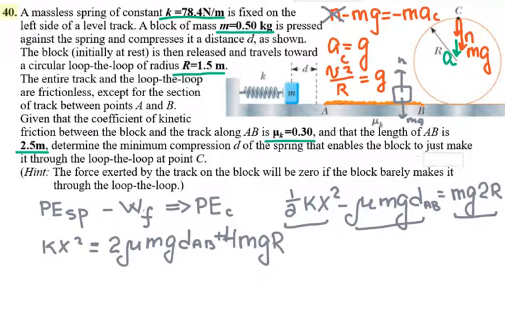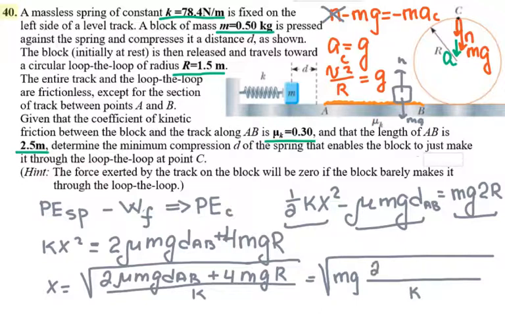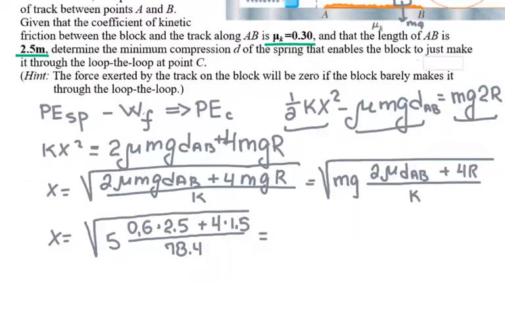I'm solving for x, so x is equal to the square root of, I plugged in all this, but I also see that every single term on the top has mg. So I'm going to take mg out. What's left at the bottom is still k, and on the top I have 2 mu d_AB plus 4R. Now if I plug in my numbers, I will have 0.69 meters or 69 centimeters.